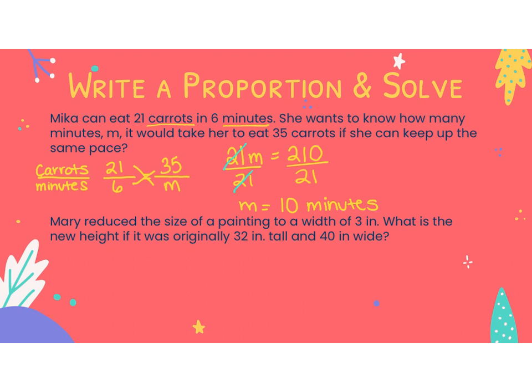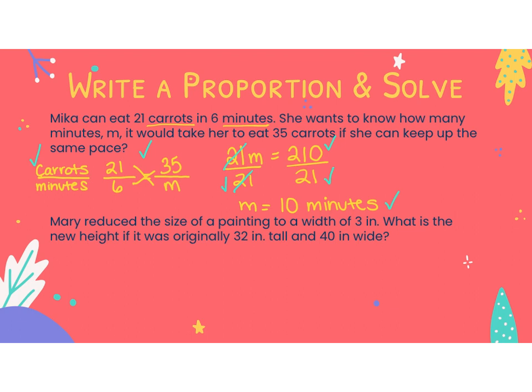For your word problems, we need to make sure that we have 5 pieces of information. We need to make sure that we have our unit fraction, carrots over minutes. We've written our proportion. We've written an equation. We've divided on both sides of the equation to get our variable by itself. And we've written our answer with our units.